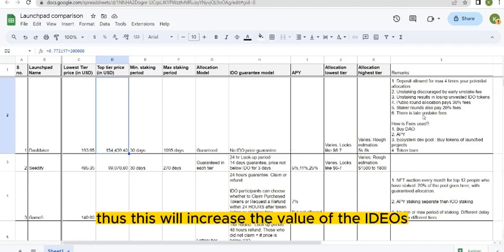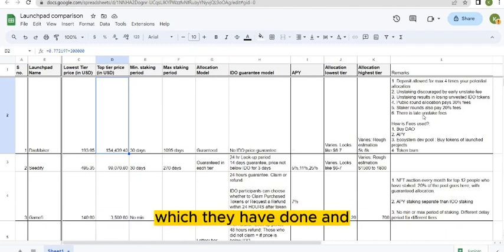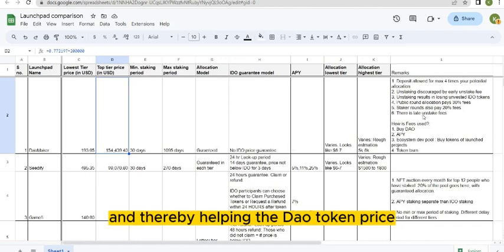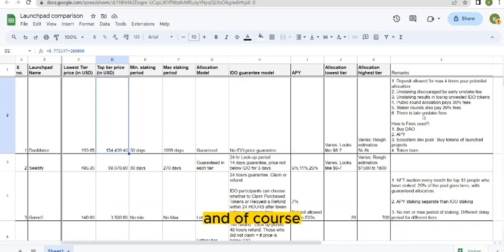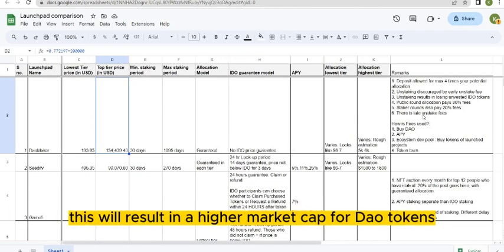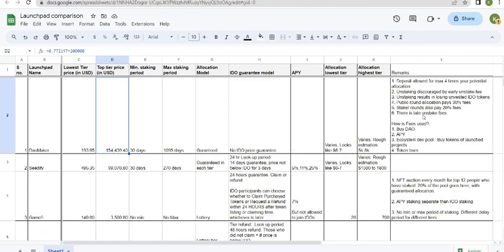Thus, this will increase the value of the IDOs which they have done, and in effect, it will benefit everyone. And then there is some portion which is reserved for token buyback, and they will use those funds to take supply away from the market, thereby helping the DAO token price. And of course, this will result in a higher market cap for DAO tokens. So that's one perspective on it.